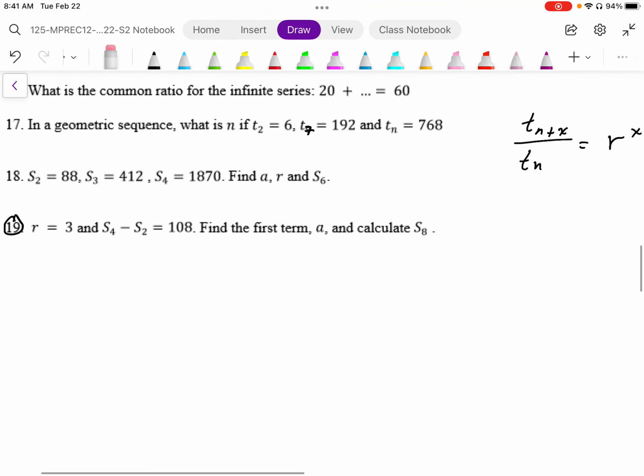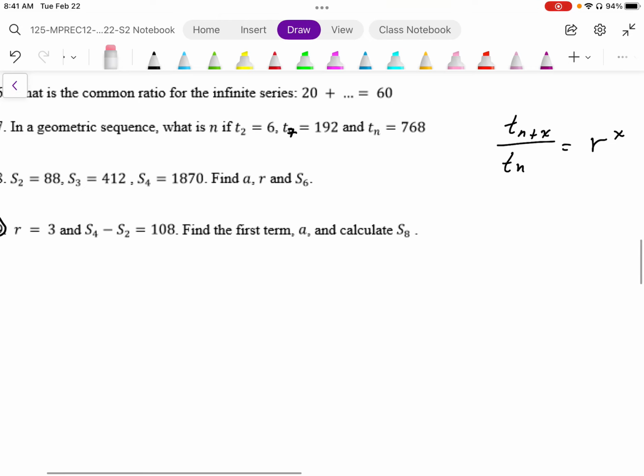In question number 17, we have a geometric sequence where T2 is 6, T7 is 192, and we're asked to find n if Tn equals 768. So there's a number of different ways we can do this. We can actually set this up as a system of equations and solve for A and R. However, I'm going to do this slightly differently.